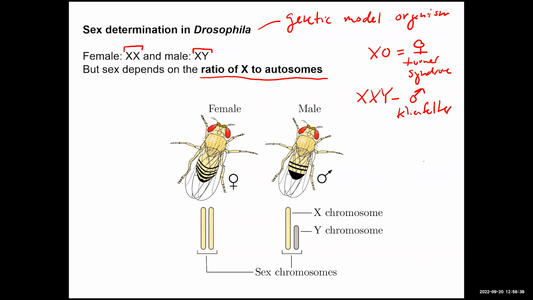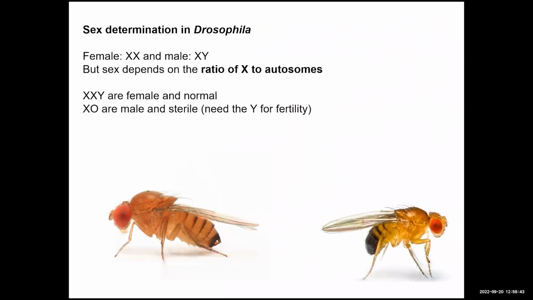In flies, it is the opposite. XXY individuals are female and they are normal, and XO individuals are male and they are sterile only because there are some genes on the Y needed for sperm development. This is because the Y does not confer maleness. Instead, this ratio is what's important.